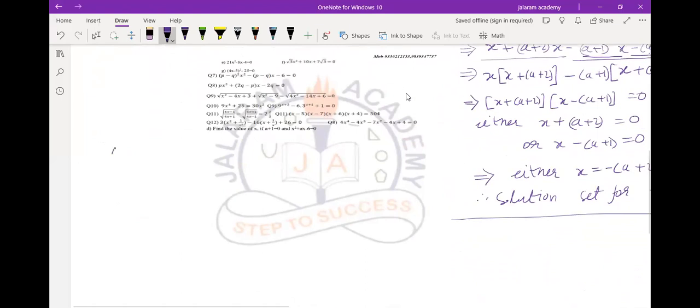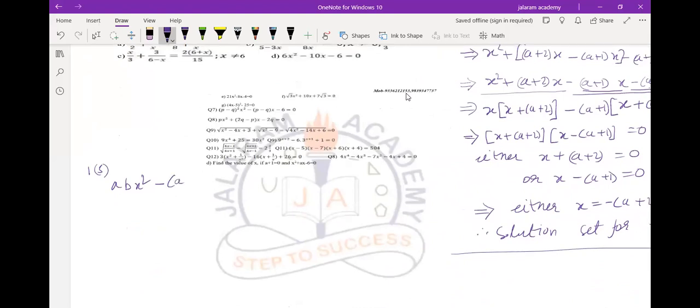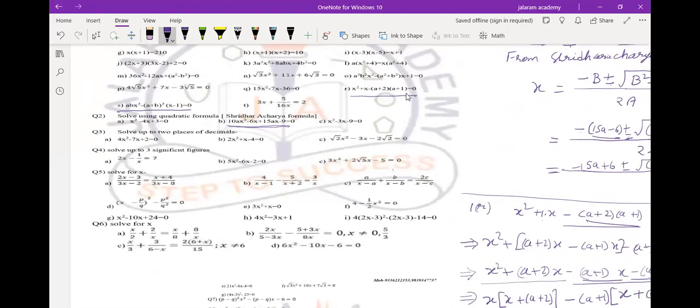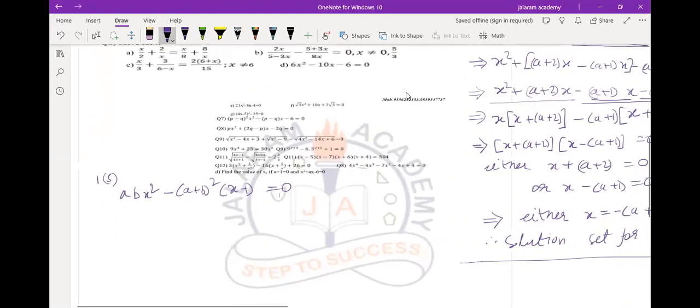abx square minus (a+b) whole square into x minus 1 equals 0, correct? abx square minus (a+b) whole square into x minus 1 equals 0. Okay, so first we will write what it implies. Whenever we solve an equation, we have to apply this sign, which is called what?